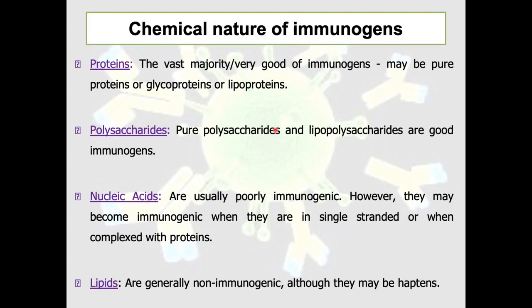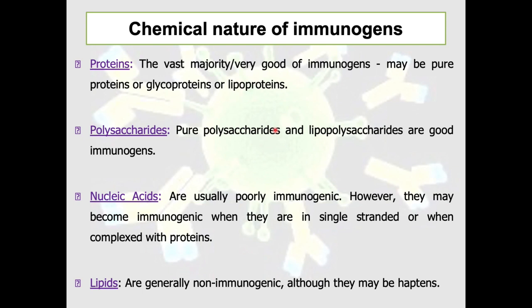Okay, next is the chemical nature of immunogens. Immunogenicity, if you remember just now, is the ability to induce or activate the immune response. So what is the chemical nature of immunogens? There are four chemical natures of immunogens. It can be proteins, polysaccharides, nucleic acids, and lipids. Protein is basically a very good immunogen.